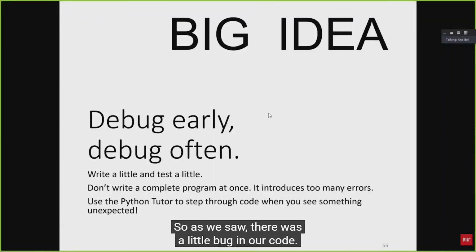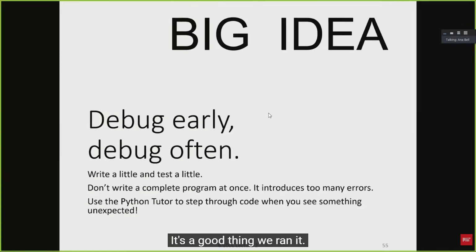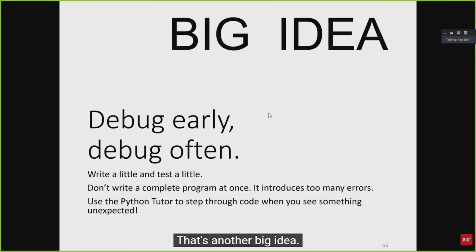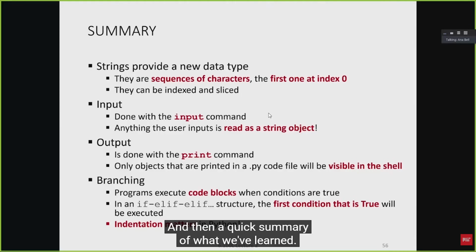So as we saw, there was a little bug in our code. It's a good thing we ran it. I should have run it with a bunch of different options, but it's important to debug early and debug often, just to make sure that you don't introduce a bug that will carry on throughout the code. That's another big idea.